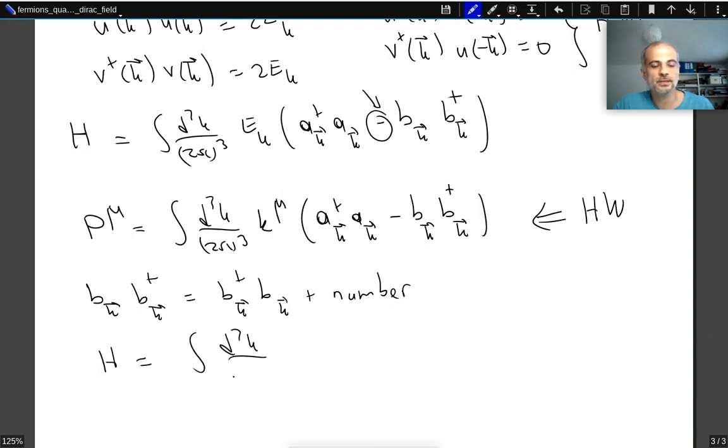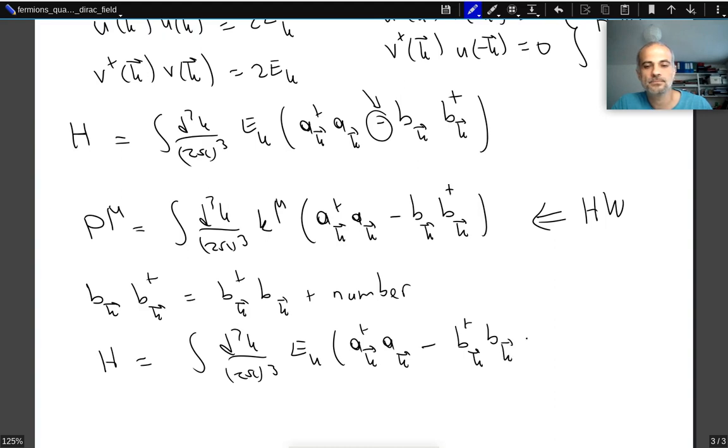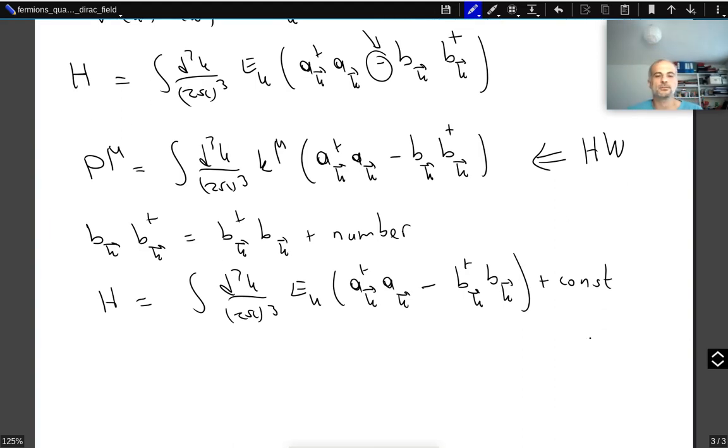So the Hamiltonian would be d cubed k divided by 2 pi cubed ek, ak dagger ak minus bk dagger bk, ek plus some constant. Now the problem here is, due to this minus sign over here, by creating more and more b particles, the system can just lower its energy. The energy of the system is not bound from below, which just cannot be. So we have to resolve this issue.